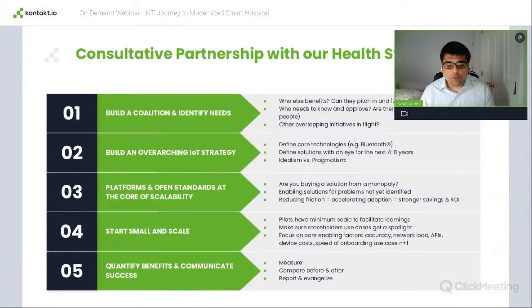And finally, document all the benefits in hard dollars, measure performance, and report and evangelize success to the rest of the system, right? So be loud about it. Talk to your peers, talk to your other leaders in the system, tell them how you've gained the benefit out of an IoT system so that we can talk about expansion in the future.